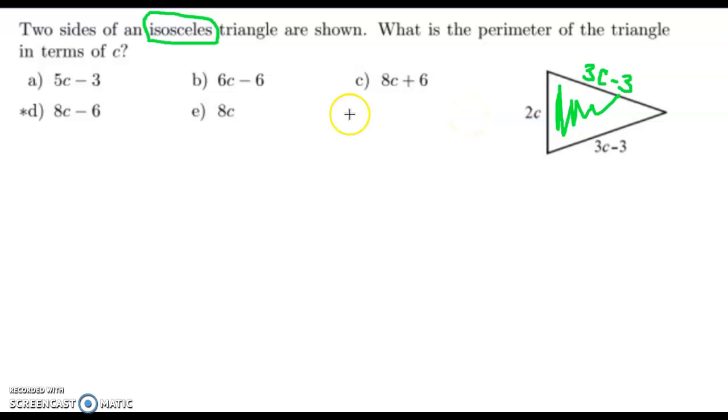It says, what is the perimeter of the triangle in terms of C? Well, because we just talked about the fact that finding perimeter means we add up all the sides, right now I don't know what C is equal to. So I'm going to simplify by putting together my like terms and adding up all three sides. So this side is 2C, then I'm going to add 3C minus 3, because that takes care of the side up here. So I've gotten these two sides done. And then I'm going to add 3C minus 3 once again because that represents this bottom side here.